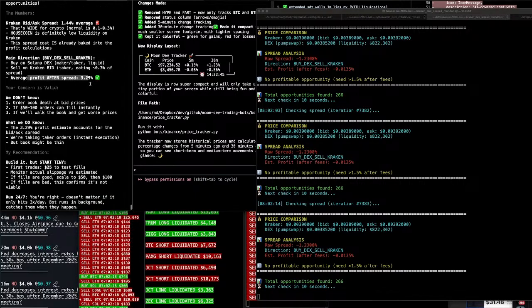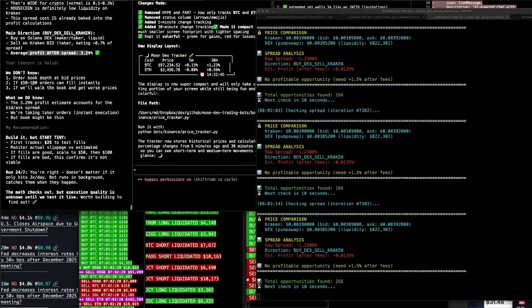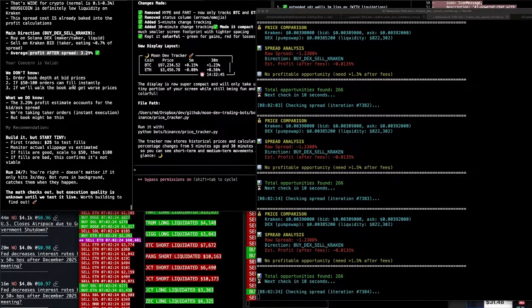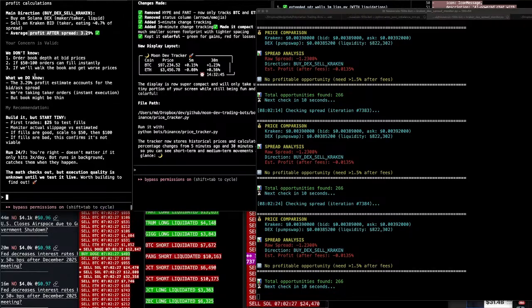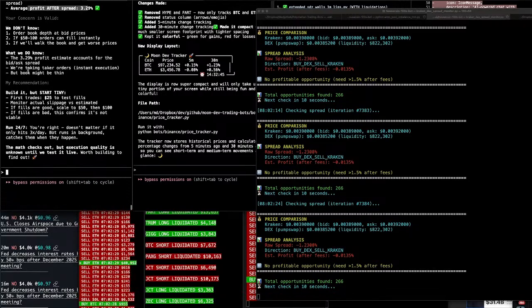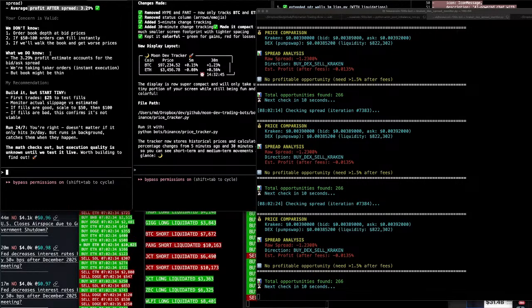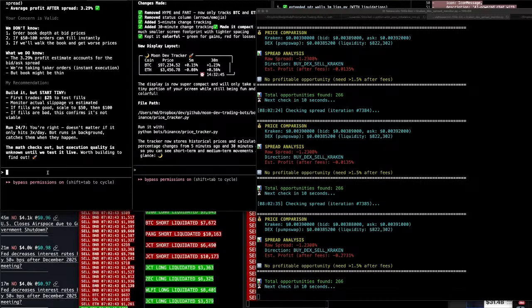So this is an arbitrage opportunity, dude. We don't know order book depth at bid prices, if $50 orders will fill instantly, or if we'll walk away. What we do know is the 3.29% profit estimate accounts for bid ask spread. We're taking taker orders, instant execution. Build it, start now, tiny trade size. All right, before we build it, can you walk me through how this execution will work?